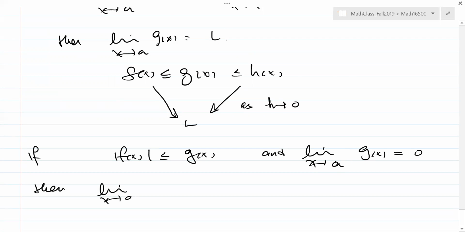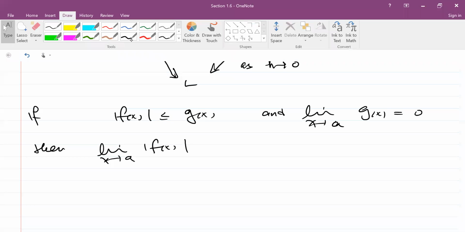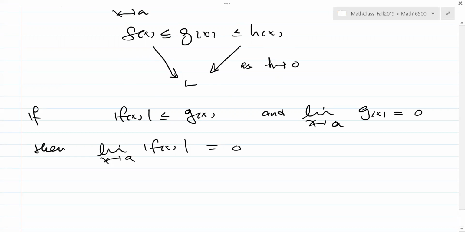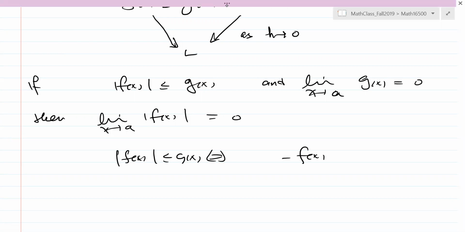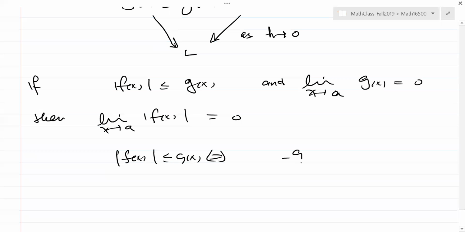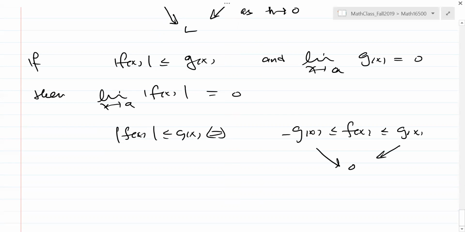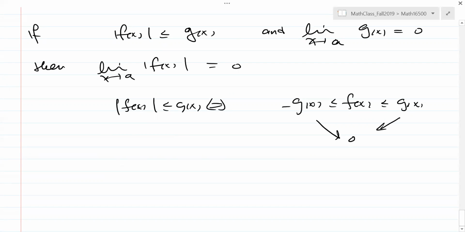Then the limit as x approaches a of f of x is going to be 0. That's a special case, okay? The reason it's a special case is that absolute value of f of x less than g of x is the same as negative g of x less than f of x less than g of x, so both approach 0, then that forces the middle one to approach 0. That forces. Alright.